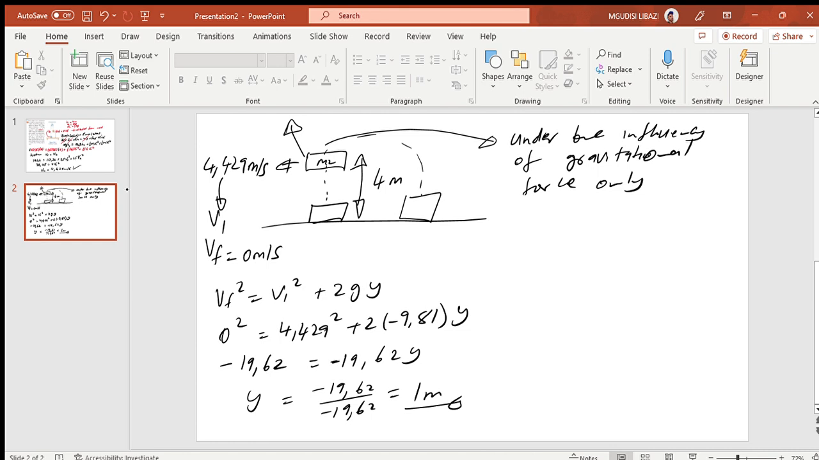So in free fall, the box m2 will travel 1 meter until it reaches a v final of 0 meters per second. Now the maximum height H max of the box will be that 1 meter in free fall plus 4, and that gives us 5 meters.